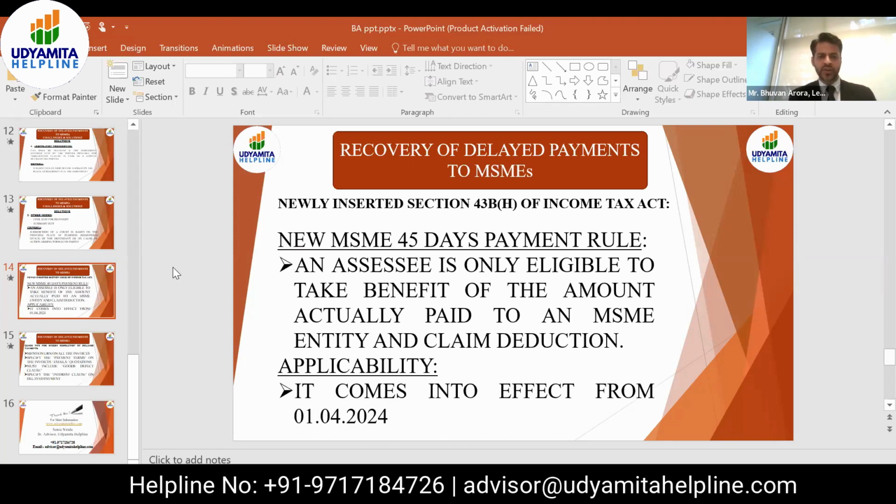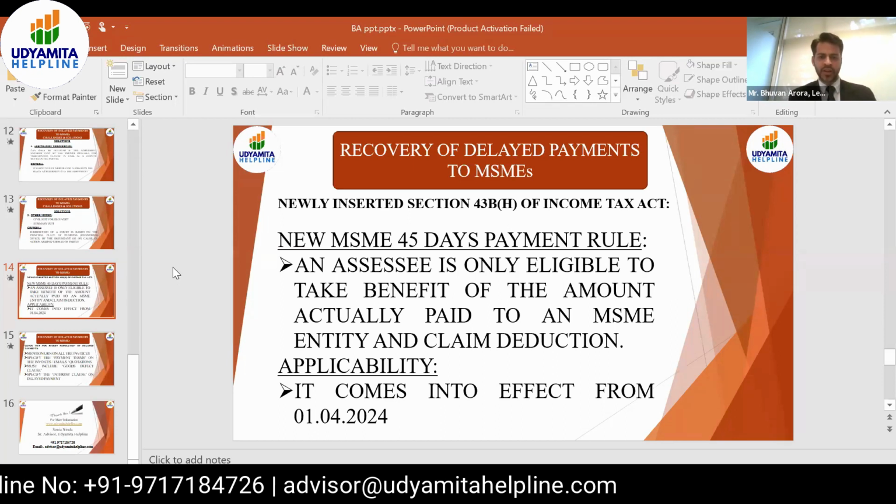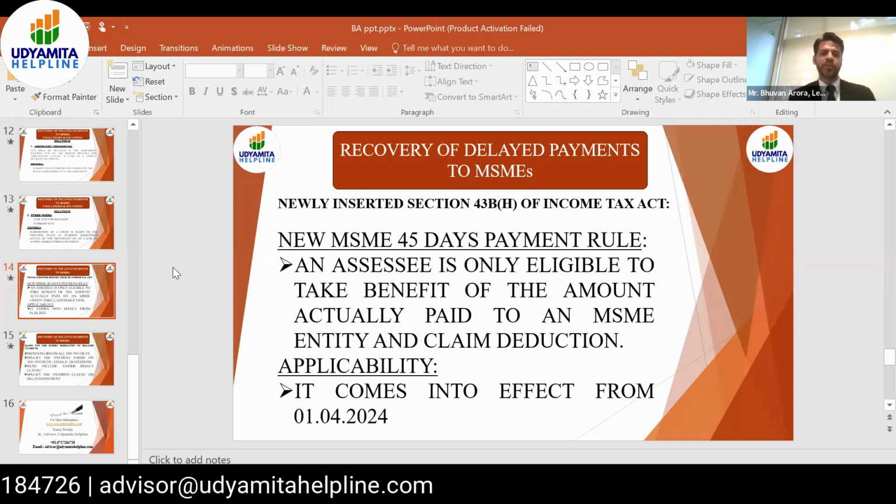They are always on low capital, liquidity crunch. So if that amount is also stuck up, then MSMEs will not be able to operate.